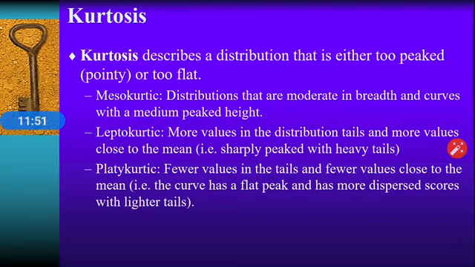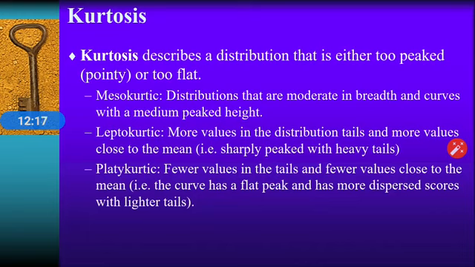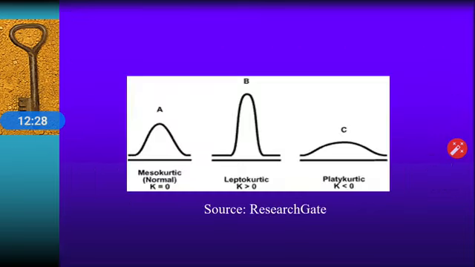There are three kinds of kurtosis: mesokurtic, leptokurtic, platykurtic. Look at this diagram on your screen. It's been taken from the internet, ResearchGate. Mesokurtic, leptokurtic and platykurtic. Mesokurtic distributions are moderate in breadth and have curves which have a medium peaked height. The first one is mesokurtic.